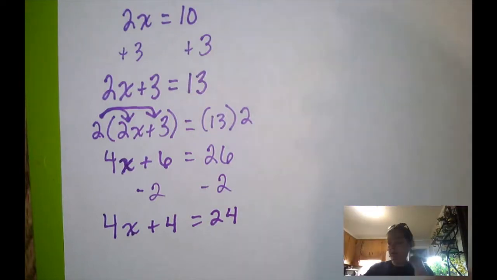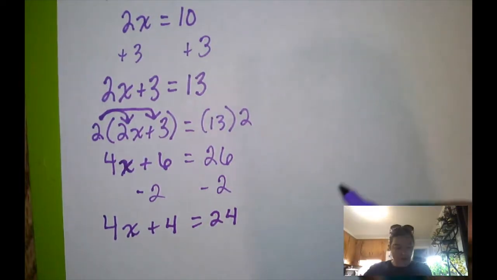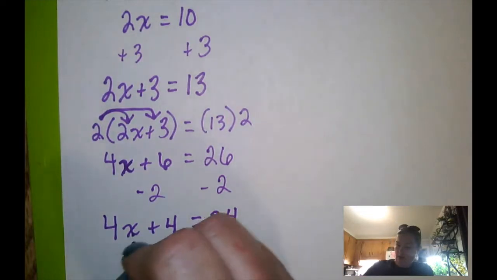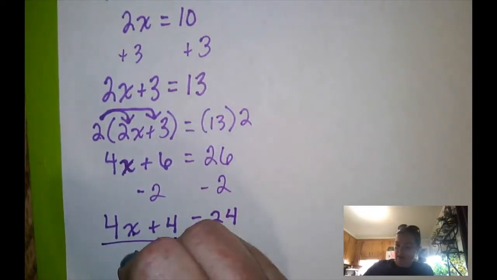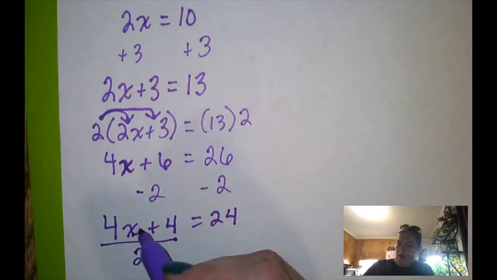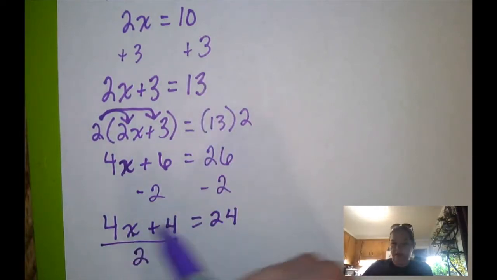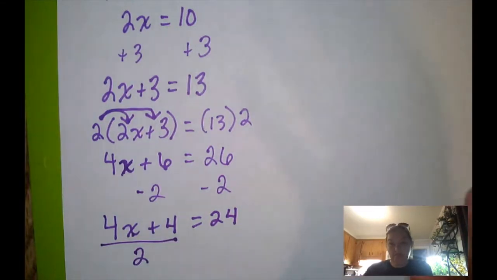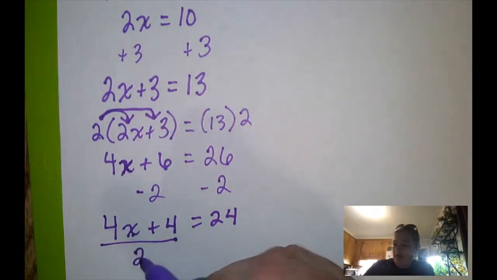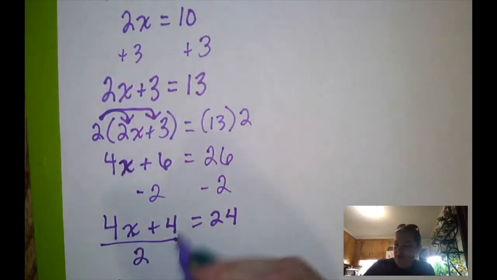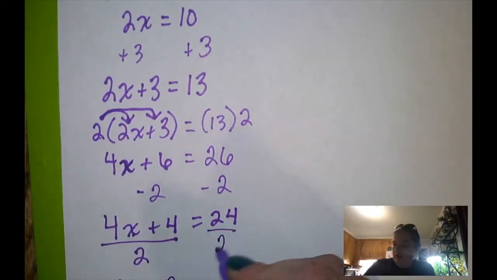What if we are dividing from both sides? Well, let's divide this side by 2. So just like the multiplication, I've got to divide everything right here by 2. 4x divided by 2 is 2x, and 4 divided by 2 is 2. And if I divide this side by 2, I get 12.